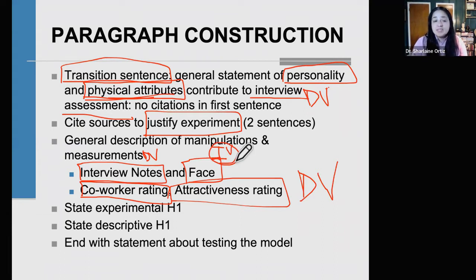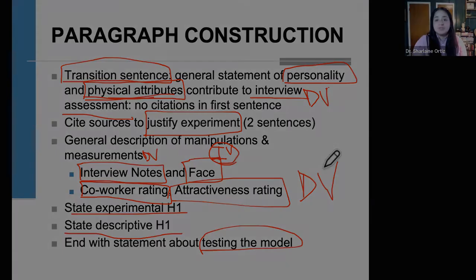The next sentences that you would like to include state the experimental hypotheses. And also, you would like to include yet another statement of the descriptive hypotheses. Now, you always want to end the paragraph with the model that you are utilizing to test such predictions.